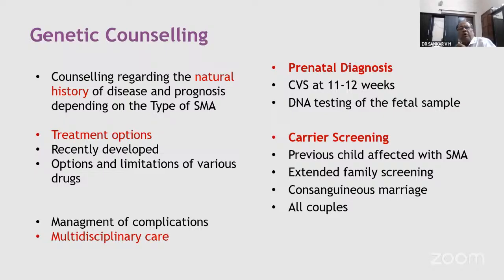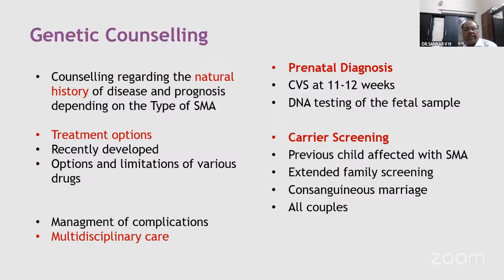So what are the points we will touch upon in genetic counseling? One is counseling regarding the natural history of the disease and prognosis, depending on the type of SMA. The type of SMA is basically based on the clinical phenotype: when is the onset, what is the progression? A child presenting at 3 months with recurrent respiratory infection, severe, is always type 1. Whereas a child presenting at 1.5 years, 18 months or 2 years with mild motor developmental delay, or later developing scoliosis, or a 5-year-old child developing symptoms, is type 3. And always look for the genetic type.